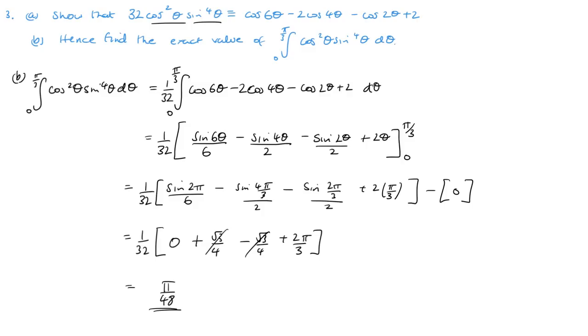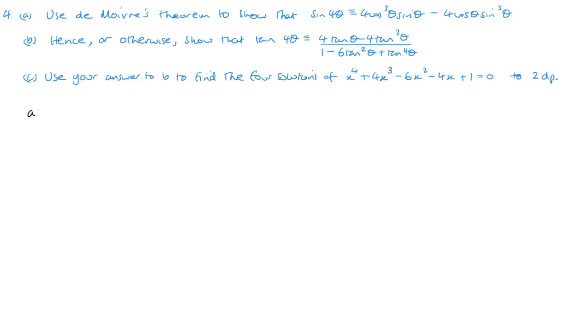And let's move on to the final question. So part A is use De Moivre's theorem to show that sine 4 theta equals that. So let's start off with the fact that cos theta plus i sine theta to the power 4 is going to be cos 4 theta plus i sine 4 theta. And then I'm going to expand this.